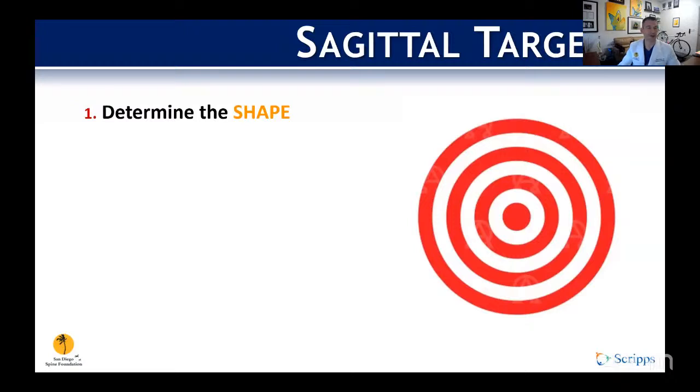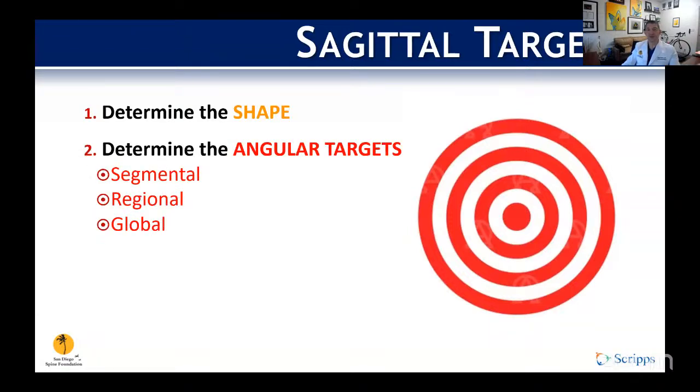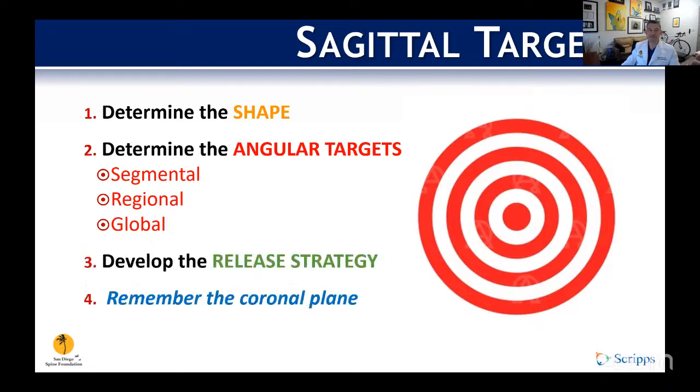All right, so now we're going to shift over to the sagittal plane. Sorry, it's a big mouthful. We're about to get another dose of data here. So the first thing we're going to do on the sagittal plane is try to determine the shape. The second is to figure out our angular targets. Those are segmental, regional, and global. The third is to figure out our release strategy. And then fourth, just remember your coronal plane, the previous 10 minutes that we just talked about. And then finally, we're going to go execute our plan.